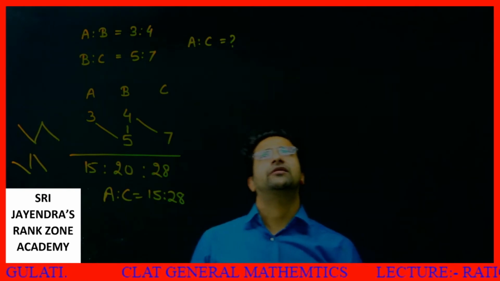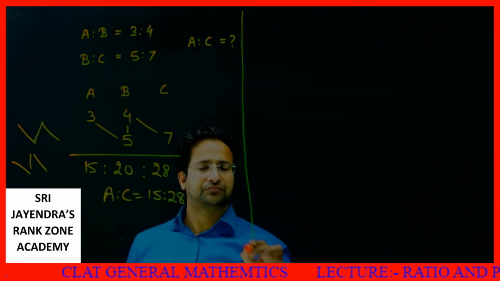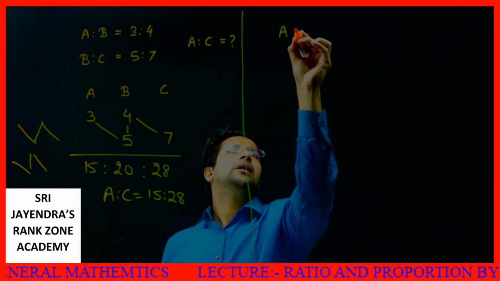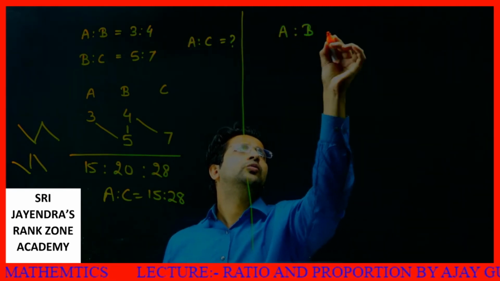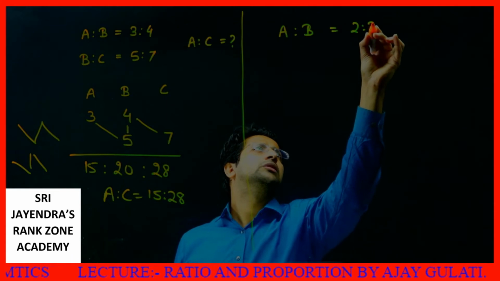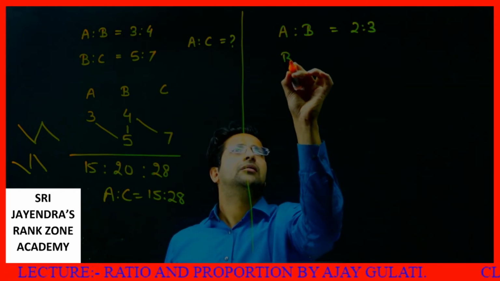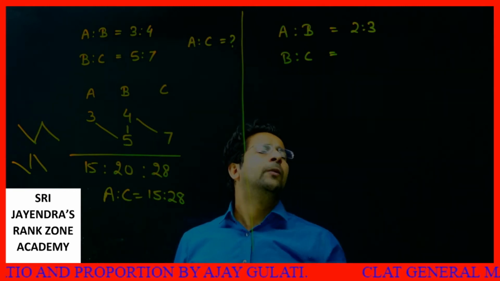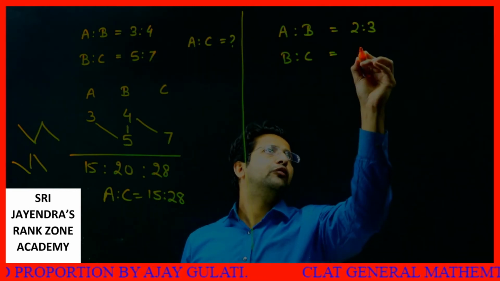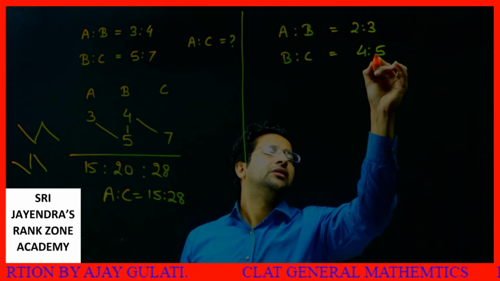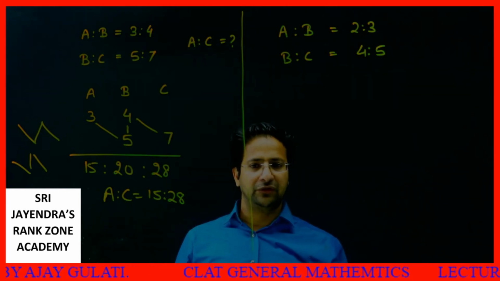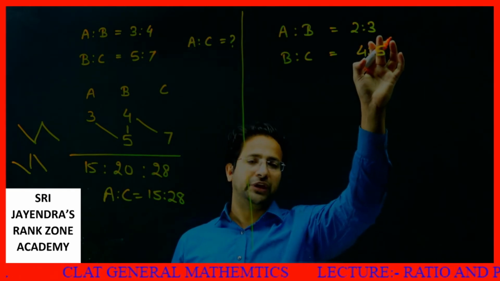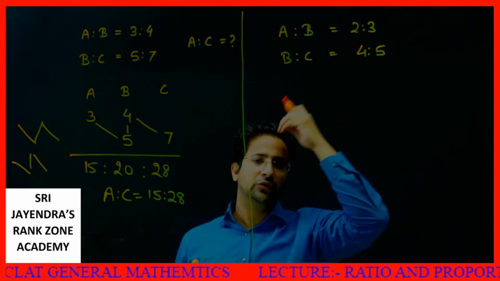Let's take one more example. Suppose I say A is to B is equal to 2 is to 3. B is to C is equal to 4 is to 5. So far it must be clear to you.